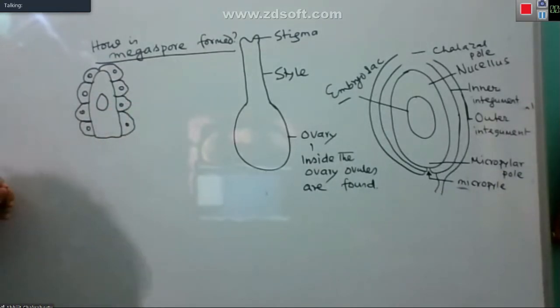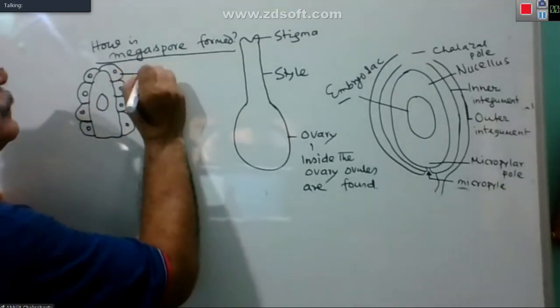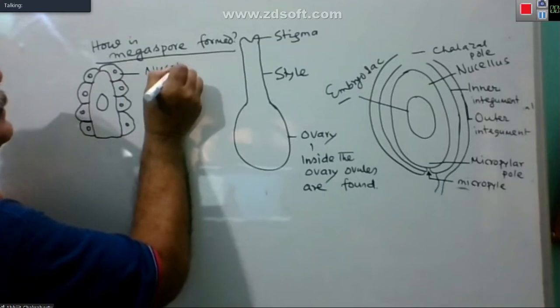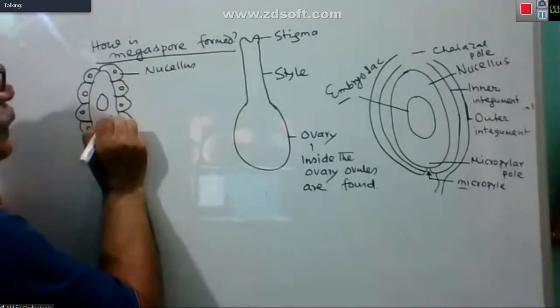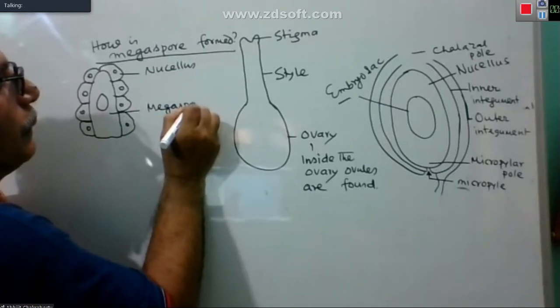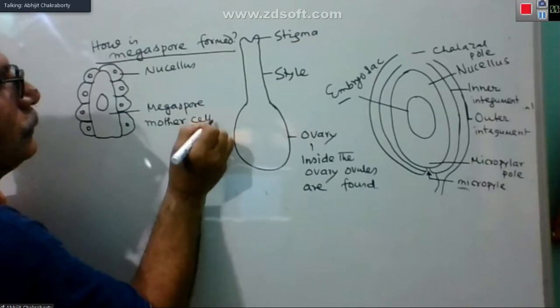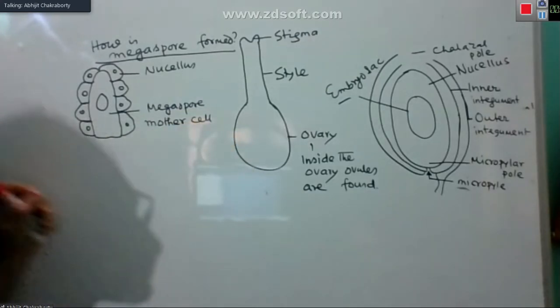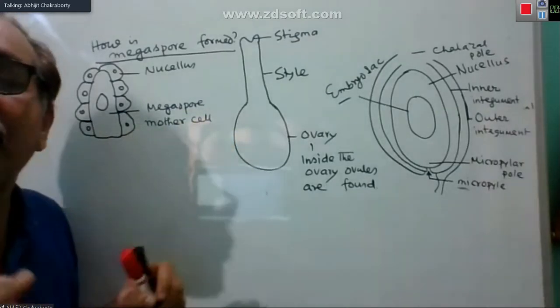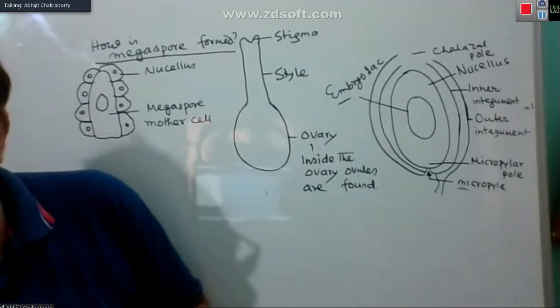So nucellus, and this is called megaspore mother cell. Inside the nucellus, there is single megaspore mother cell. Is it clear?